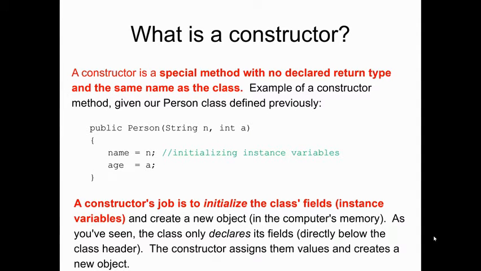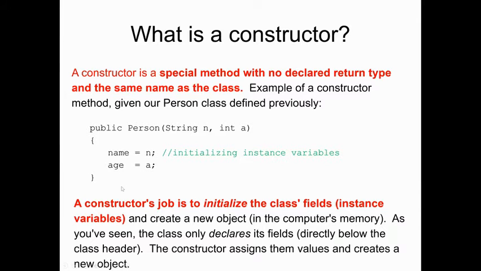What is a constructor? A constructor is a special method with no declared return type and the same name as the class. Here is an example of the constructor method, given the Person class defined previously. So this method that you see right here in its entirety would go inside of the Person class. The constructor header is public Person, and this is the parameter list, a String n and an int a. And these are used to initialize instance variables. Name is declared as an instance variable in the class, and n is used to initialize it, and a is used to initialize age.